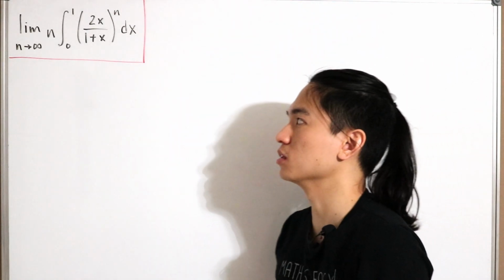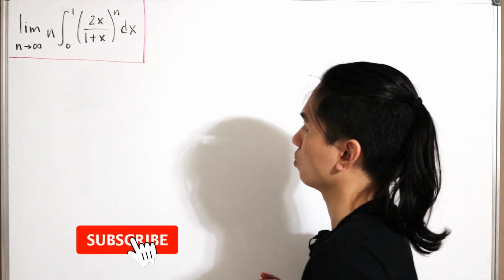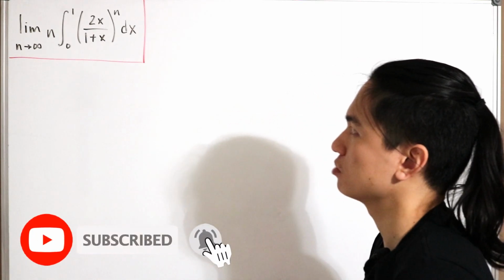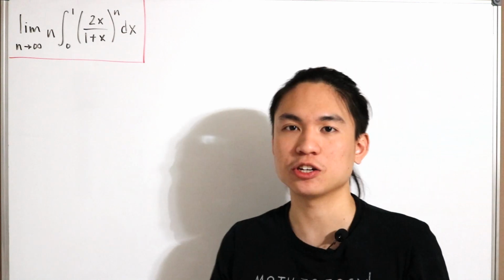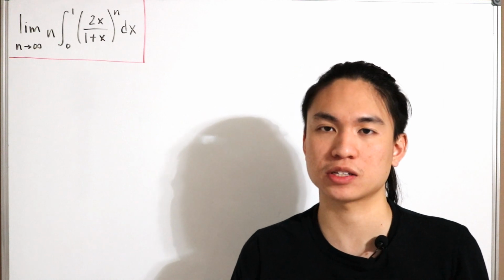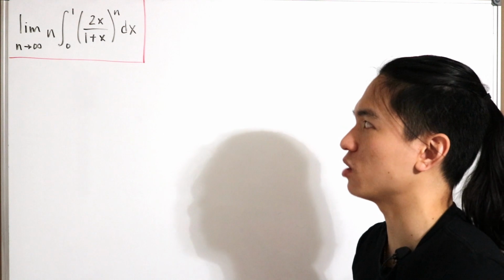Here today we have the limit as n approaches infinity of n times the definite integral from 0 to 1 of 2x divided by 1 plus x to the power n dx. So we have a combination of two well-known topics taught in an elementary calculus course. We have a limit and of course an integral.